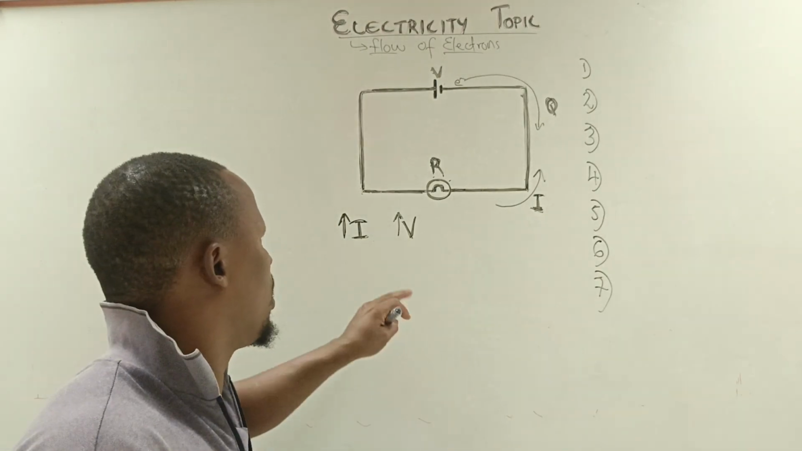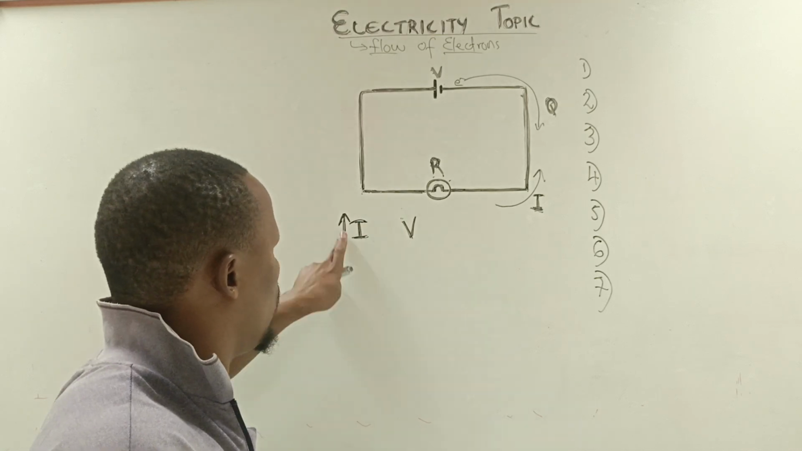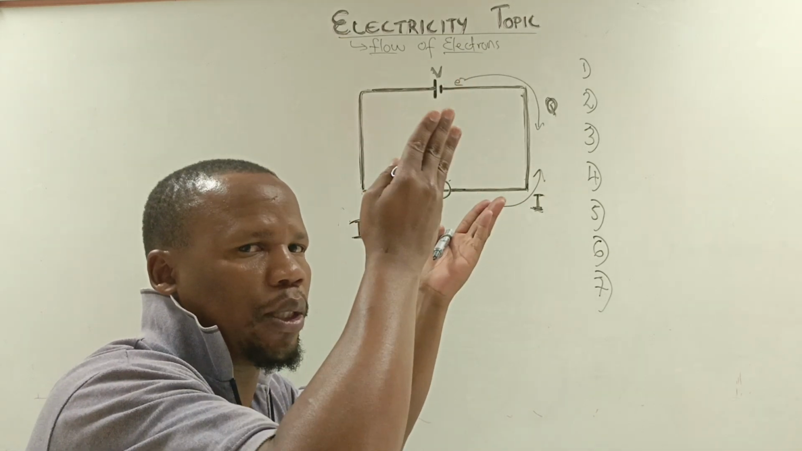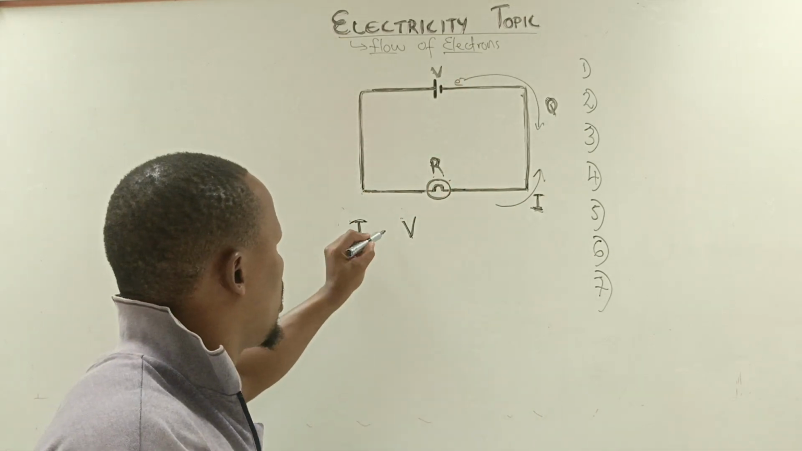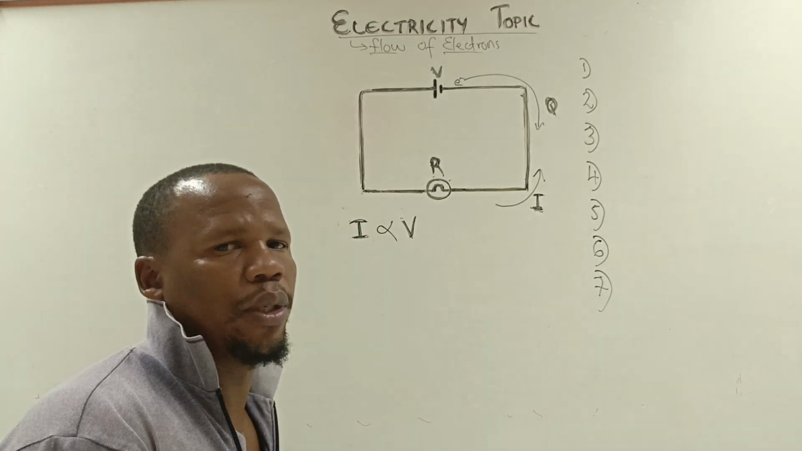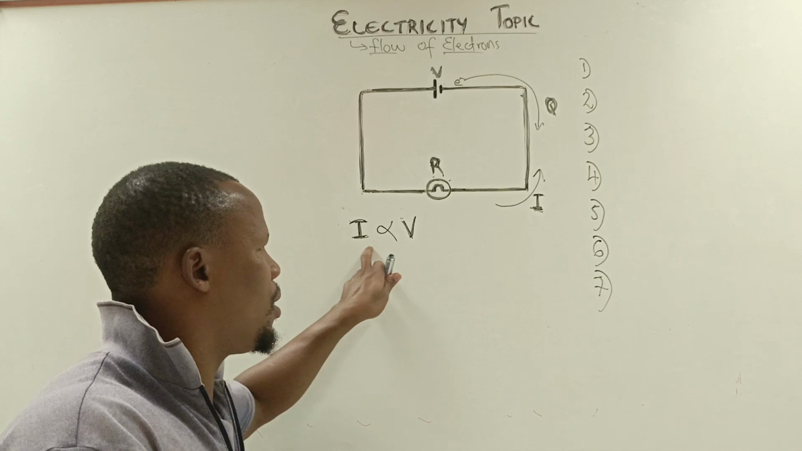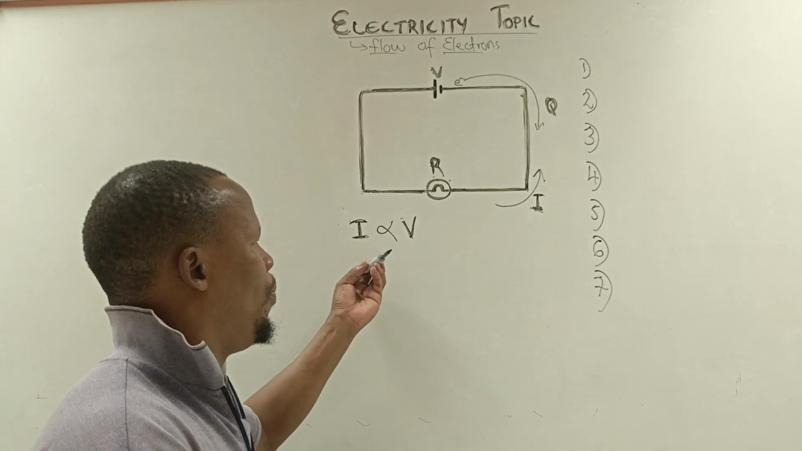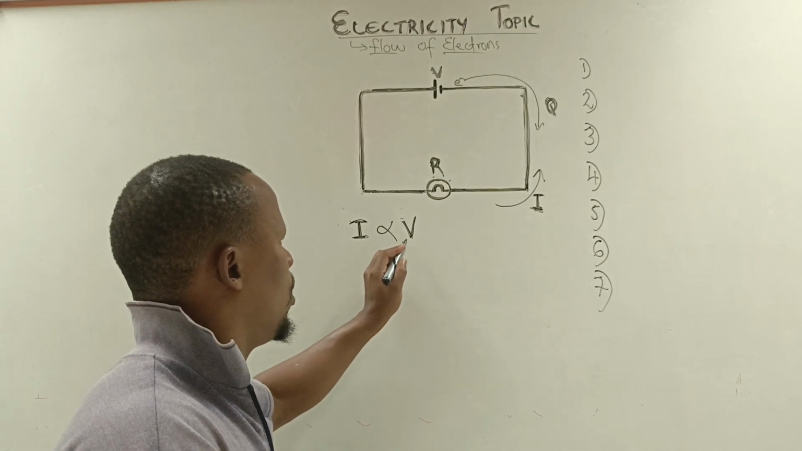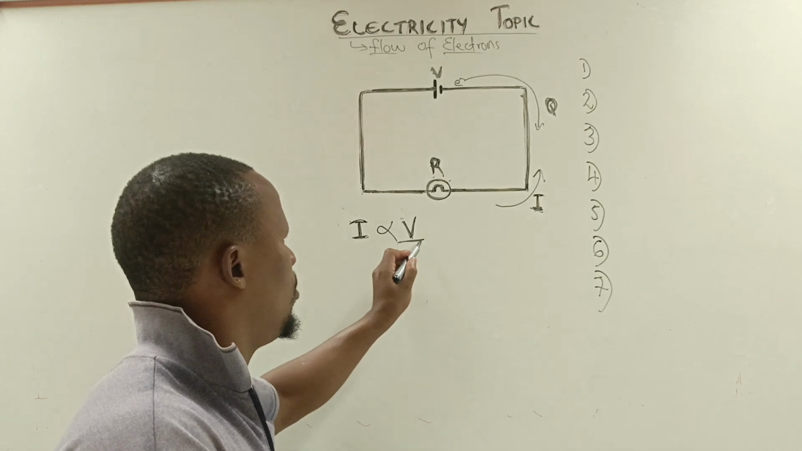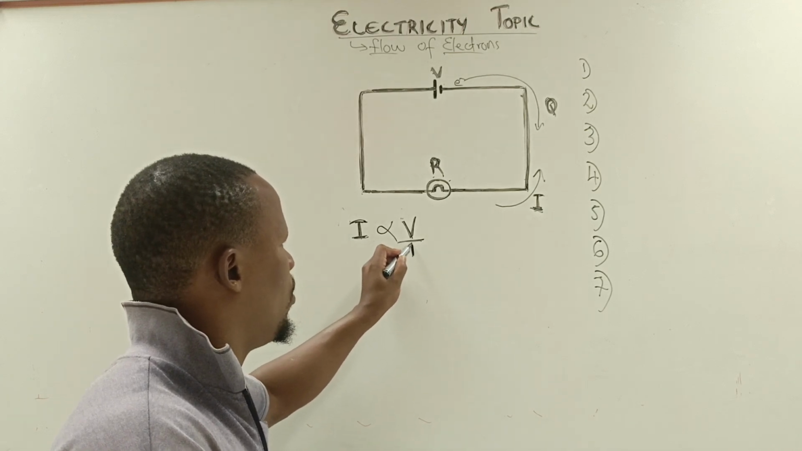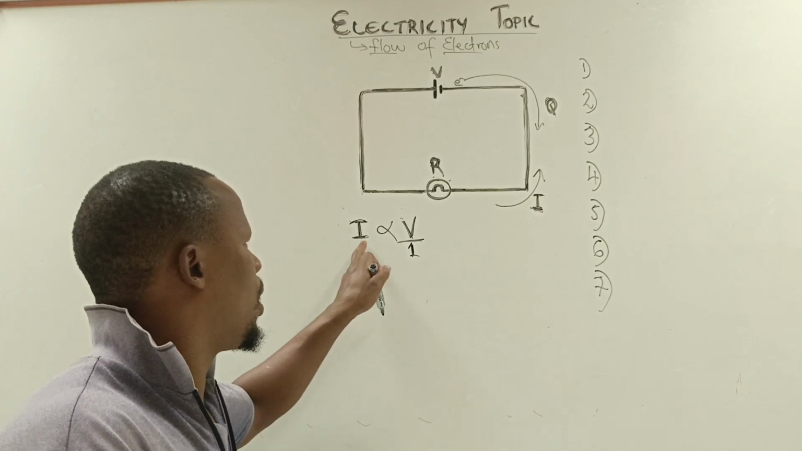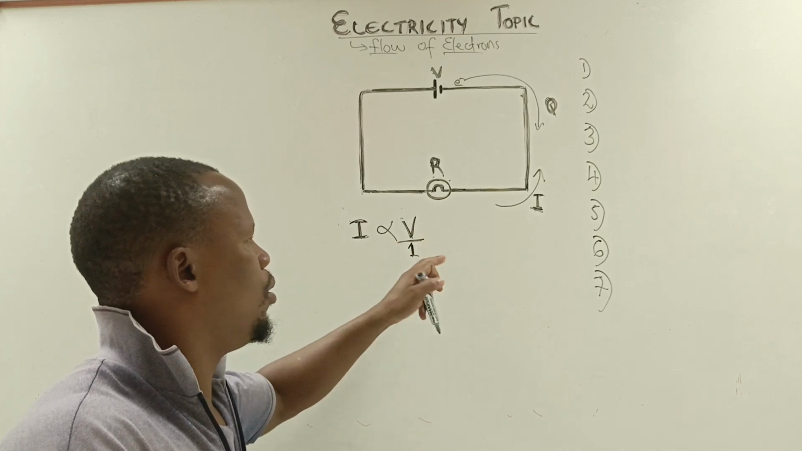And by so doing, when both parameters increase towards the same direction at the same time, rather, current is directly proportional to voltage. This is what we call the proportionality. Current is directly proportional to voltage. Or we can write voltage as voltage over 1. Dividing voltage by 1 still remains voltage. So current is directly proportional to voltage over 1.